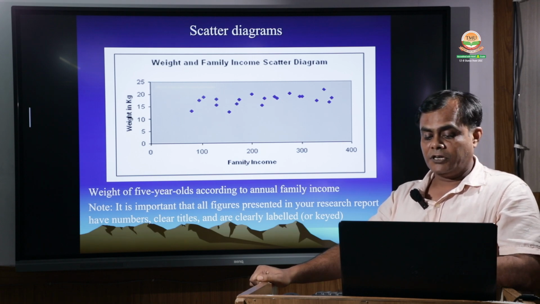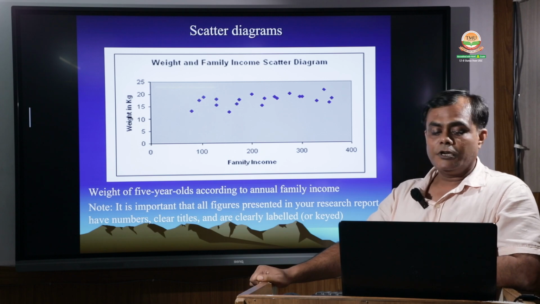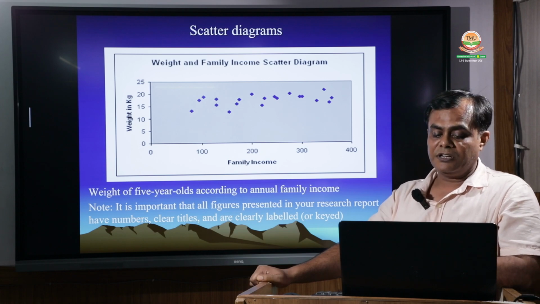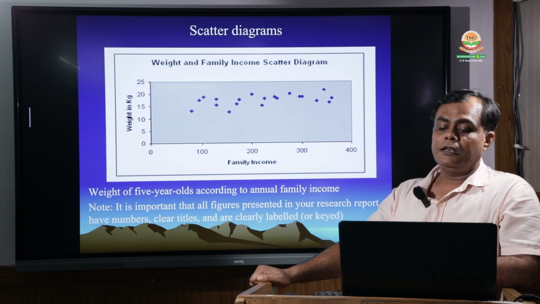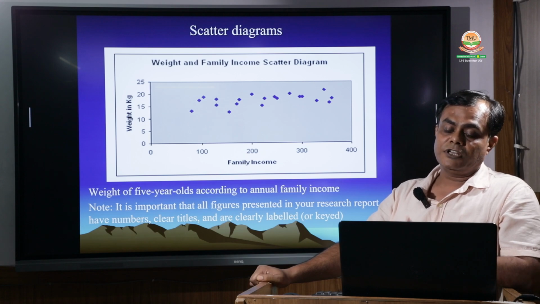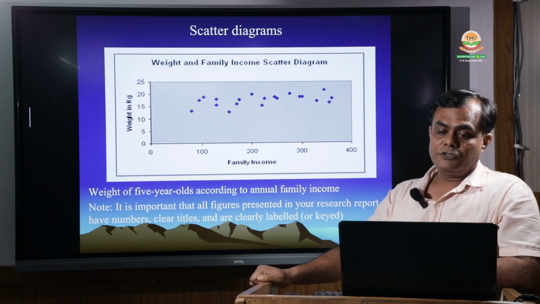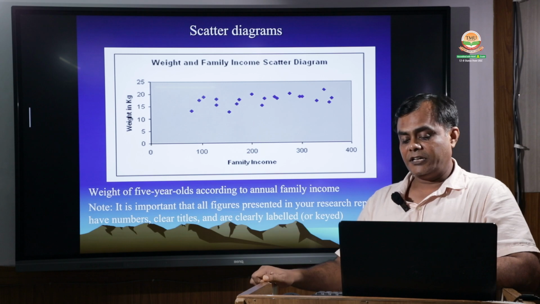Note that it is important that all figures presented in your research report have numbers, a clear title, and are clearly labeled, or that we use clear keywords for that diagram. So this is the scatter diagram.